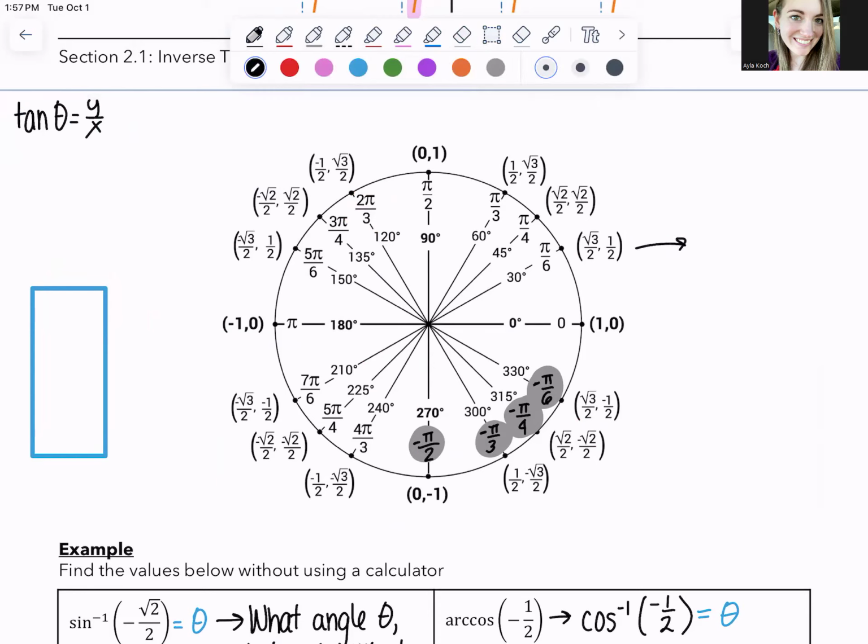Here for pi over 6, we have the y value divided by the x value. So that's 1/2 divided by square root 3 over 2. Just a quick math refresher: with a complex fraction, you can multiply the numerator and the denominator by 2 on the big fraction. Those will cancel. You get 1 over square root 3, which I'm fine with, the denominator not being rational, but because this is a special angle and it gets talked about a lot, people talk about it in its rationalized form, which is square root 3 over 3.